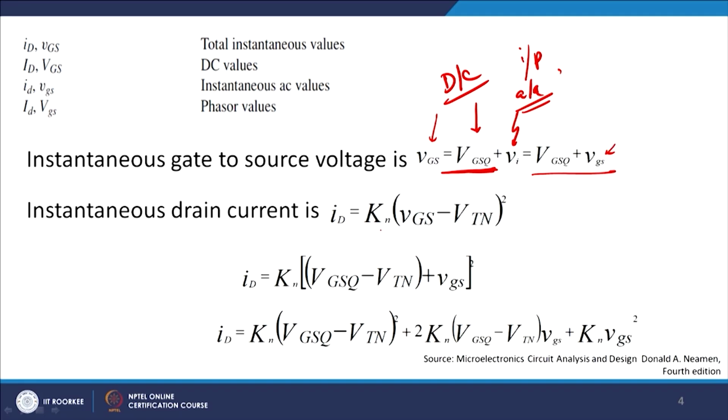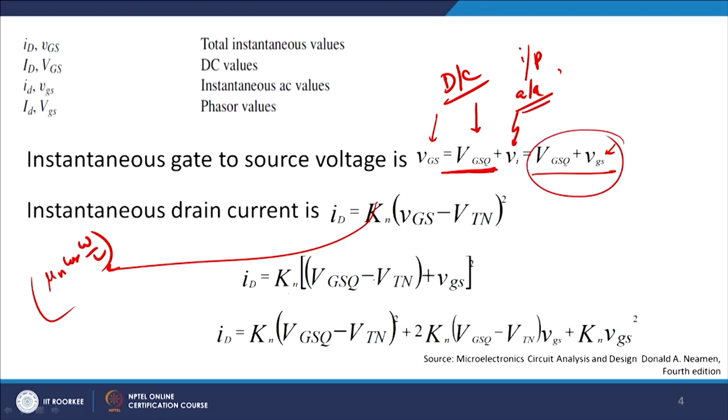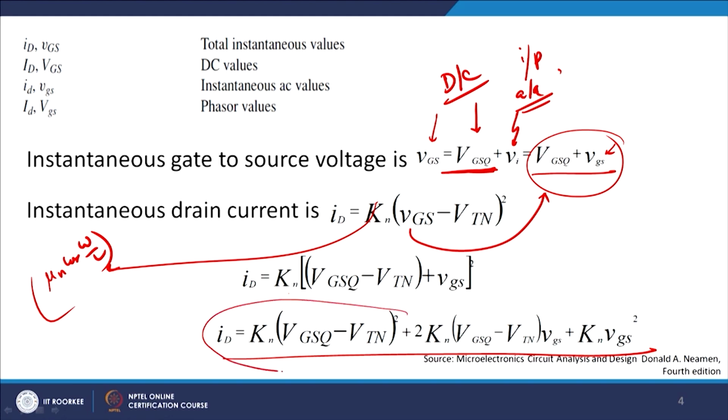So, the instantaneous drain current has Kn, which is nothing but mu n C oxide W by L. So ID equals Kn times (VGS minus VTN, the threshold voltage) whole square in the saturation region. In place of VGS minus VTN, you just have to put this value now. So, I get (VGSQ minus VTN plus vgs) whole square. If you expand it, I get something like this. This is no problem because we have been talking about it quite a lot. So, it is Kn (VGSQ minus VTN) whole square, the current in the saturation region.